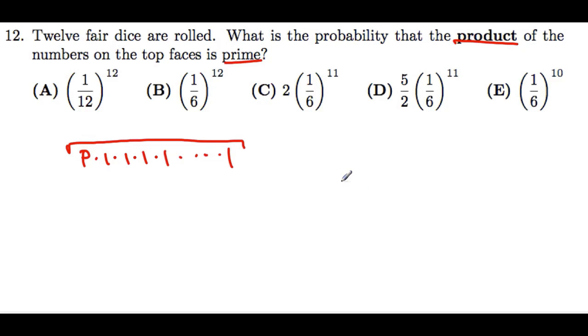Now, what is the probability of getting a prime number? Since there are 3 primes, 2, 3, 5, getting a prime number is simply equal to 1/2. But all the other stuff has to be 1, so it will be simply 1/6. But how many ones should we get? Out of 12 fair dice, we need 11 of those.